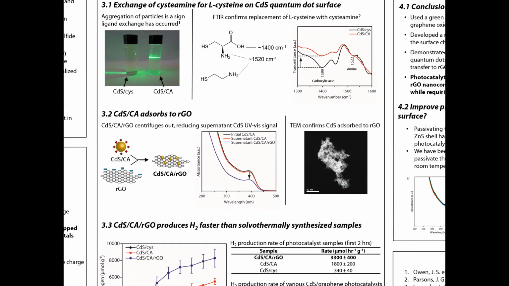Attachment of cysteamine capped cadmium sulfide to reduced graphene oxide was performed by simply adding reduced graphene oxide to solutions of cadmium sulfide. UV-Vis spectra showed that centrifuging out reduced graphene oxide from solution simultaneously decreases the cadmium sulfide UV-Vis signal, while the cadmium sulfide signal remains stable when centrifuging without reduced graphene oxide. This indicates attachment of cadmium sulfide and reduced graphene oxide. Furthermore, scanning transmission electron microscopy images confirm attachment of cadmium sulfide and reduced graphene oxide.